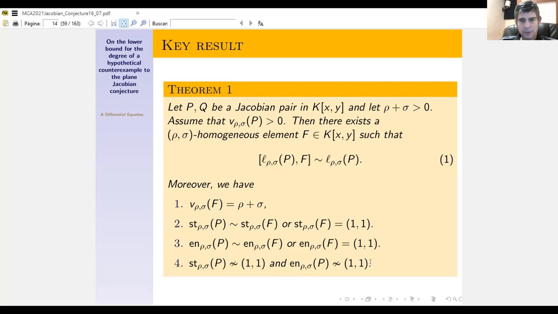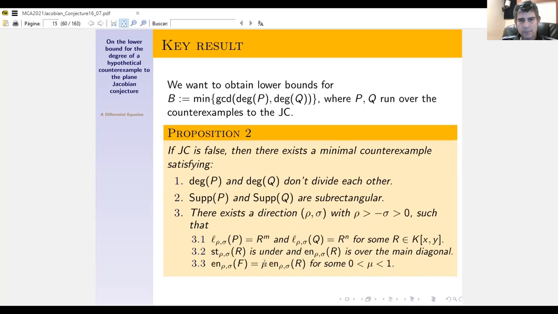This is very helpful because it says, when you have a Jacobian pair, that this is the hypothesis: if P and Q are a Jacobian pair, then the Newton polygon cannot have a corner on the main diagonal. This is a restriction which is very useful already.